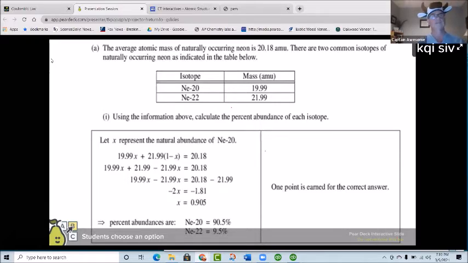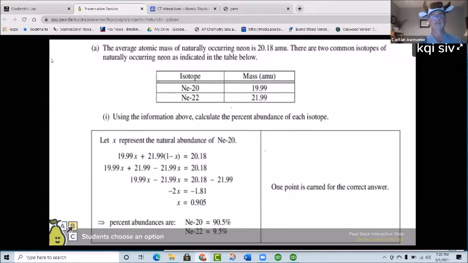Or if X is 10%, then the other isotope has to be 90%. So X is going to be the percent that is the 19.99 in this particular thing, right? Remember that when we do percentages, we have to move the decimal place over. So it's not 100 minus X, it's actually 1 minus X, because two percentages add up to 100%, or 1, once we move the decimal place over.